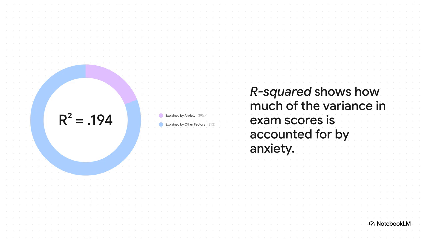So what does that mean? It means that 19.4% of the differences we see in students' exam scores can be explained by their level of anxiety. It tells you how much of the story one variable tells about the other. But, and this is huge, look at the chart. That also means over 80% is explained by everything else.